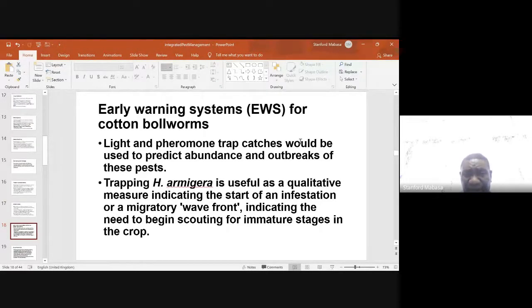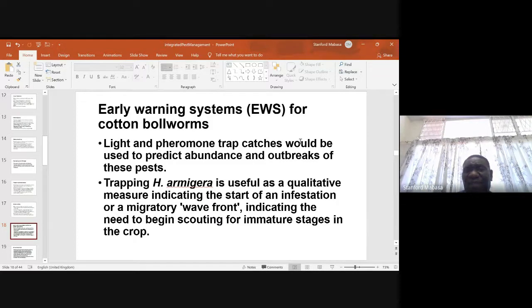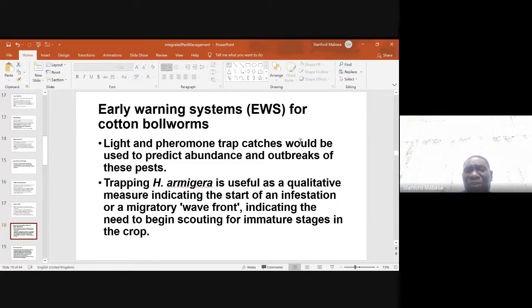And it can also give us early warning systems. An early warning system can tell us when we are going to get serious infestation so that we can control the pest. So monitoring and devising warning systems are tied together.